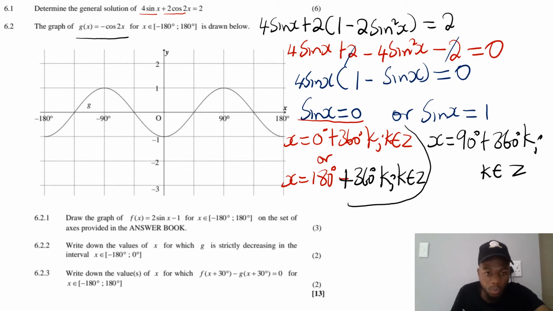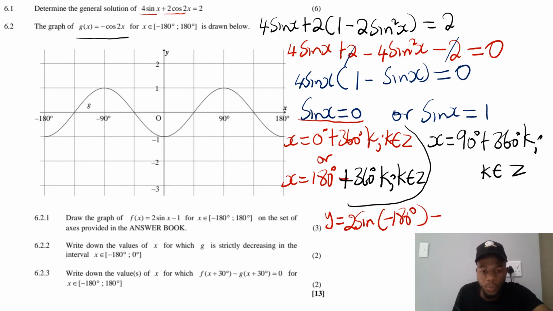To sketch a function is very simple, because we need to find the corresponding value of y for each value of x. Let's check if x is negative 180 degrees, because we're starting from negative 180 degrees. What will be the value of y? y is equal to 2 sine, and with this x, I'm going to substitute negative 180 degrees, then minus 1.